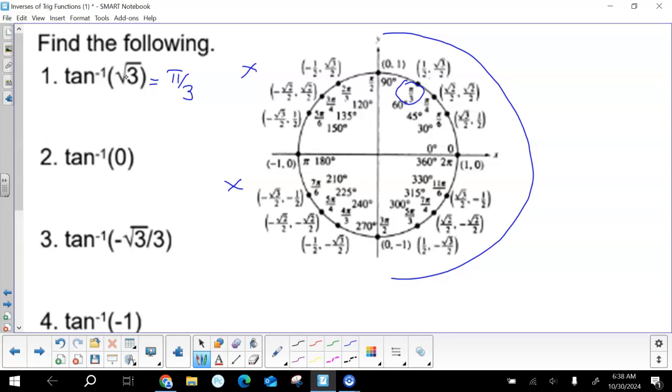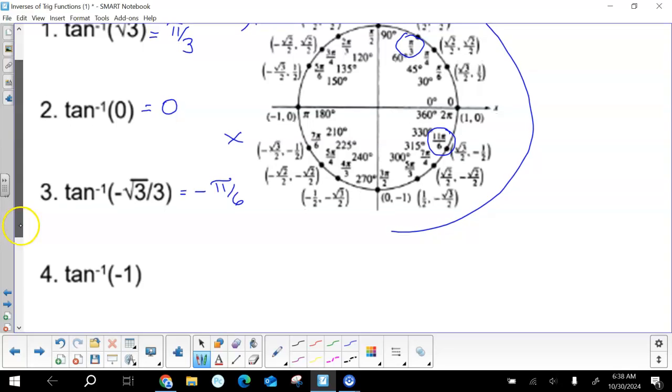So now I want to know at what angle is tan inverse equal to 0? Well, right here, tangent is sine over cosine, 0/1 is 0. So at what angle is inverse tan equal to -√3/3? Well, that is right there. So we can't name that 11 pi-6. We're going to have to name that -pi-6 because you cannot travel through quadrants 2 and 3.